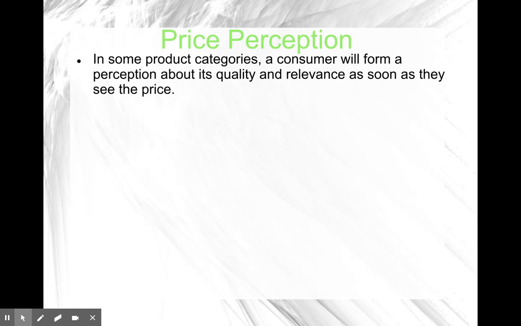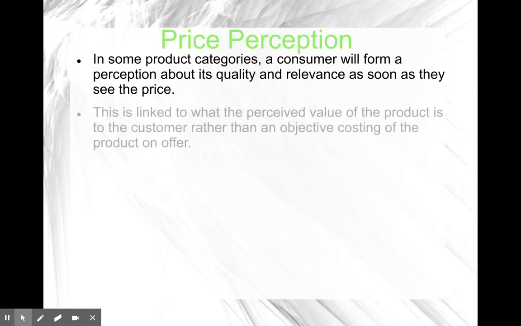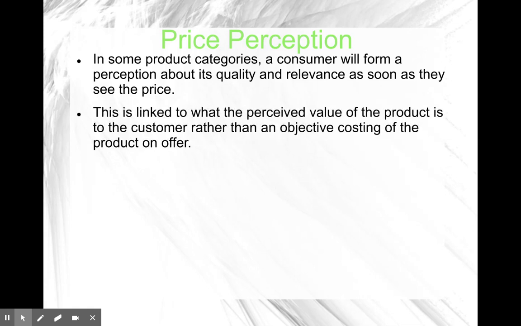When in all reality, maybe they just got a better deal on their products. Maybe their shipment was better. There's a lot of things that go into figuring out that price. So that might not always be the case. Now, is it? Maybe most of the time, but not always. You do have to make sure you do your research. We can't always associate price and quality together. This is linked to what the perceived value of the product is to the consumer rather than objective costing of the product to offer. So we have this perception that this isn't any good because it costs less.